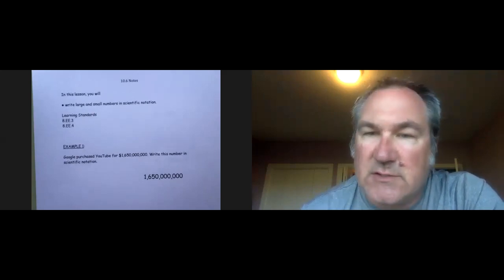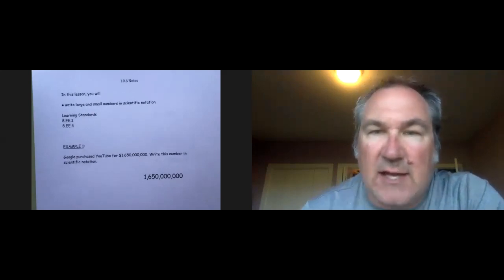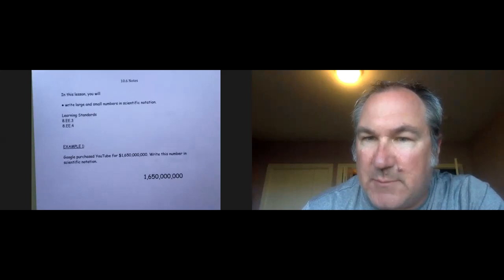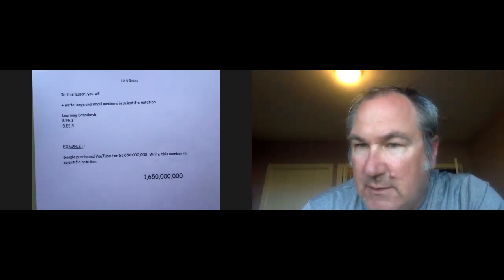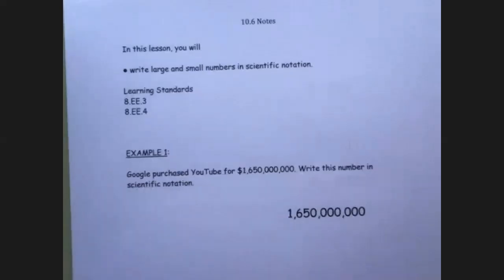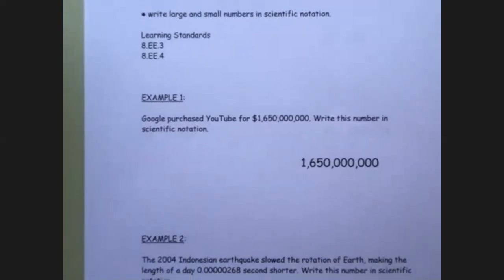Today, we are going to take a few minutes and look at 10.6 from your math book. If we look at example 1, it says Google purchased YouTube for $1.65 billion. Write this number in scientific notation.